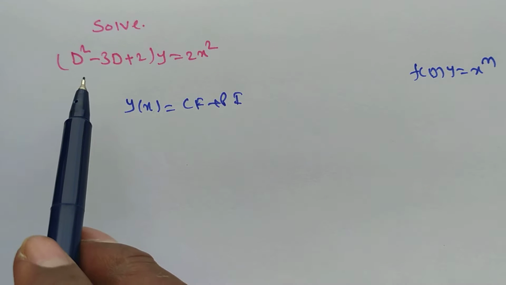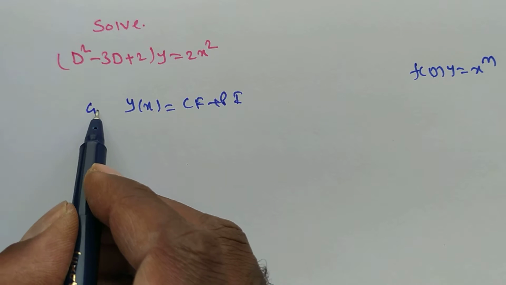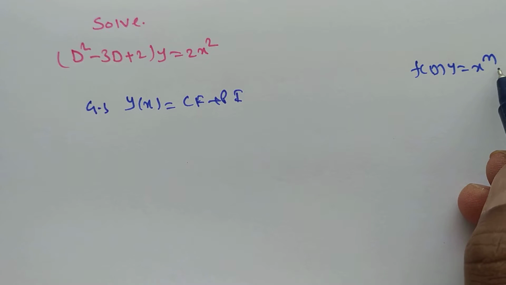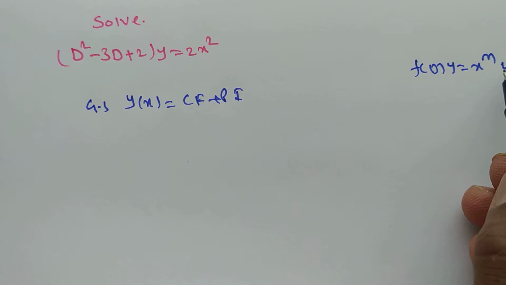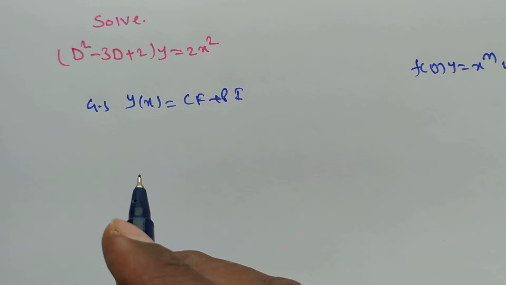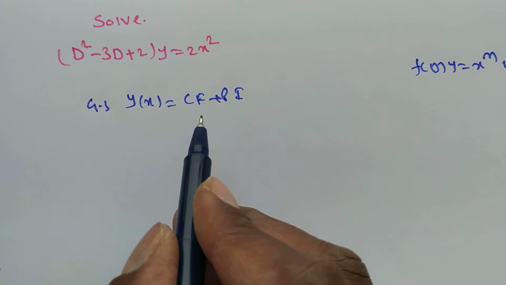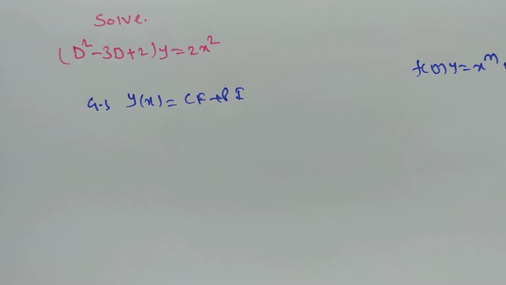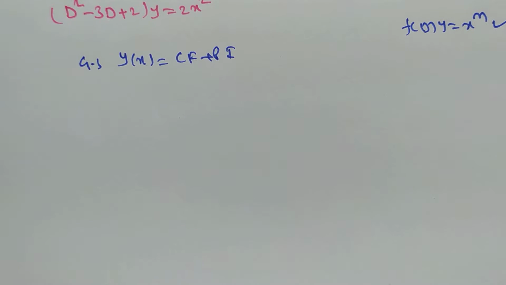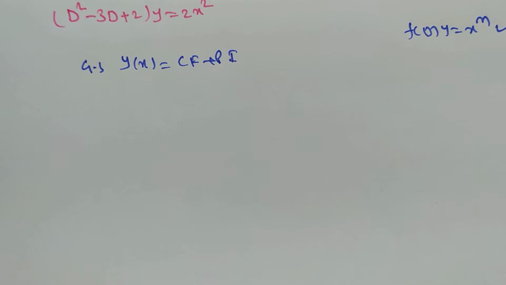So the general solution of f of D into y is equal to q of x is the complementary function plus the particular integral. So in this case we need to find out both the complementary function and the particular integral.